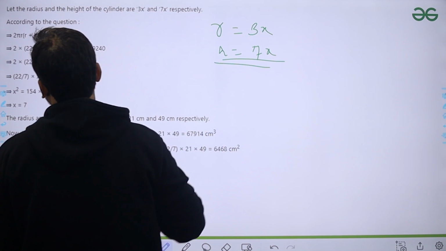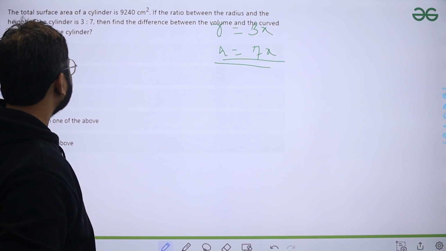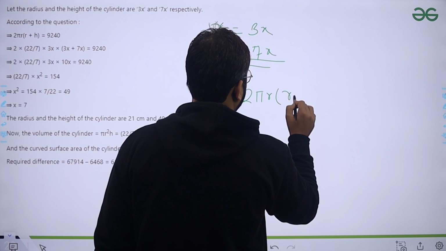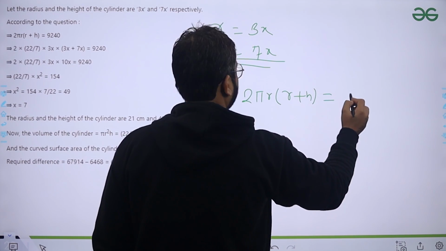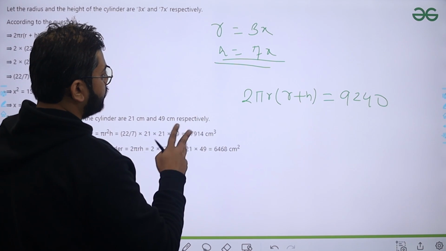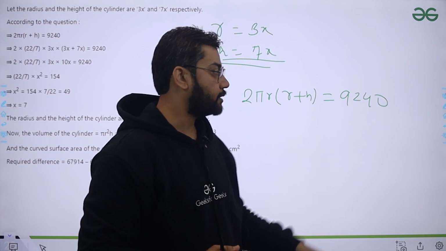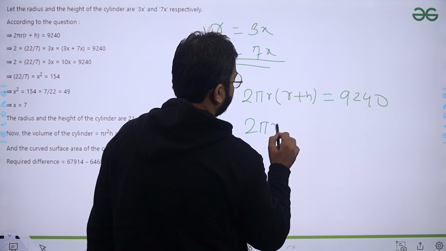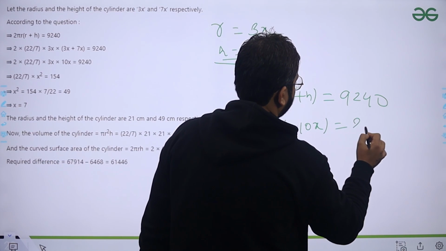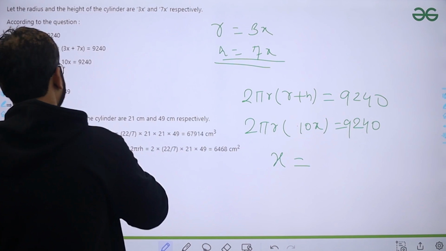Okay. Now, according to the question, what did they say first? The total surface area, okay, so total surface area is equal to 2 pi r (r plus h). This is given as 9240. Okay. Now from here, by putting the values of r and h, we can get a relation in x and find the value of x. So 2 pi r (r plus h) is equal to 3x plus 7x is equal to 10x, which is equal to 9240. Okay. From here we can find the value of x. x is coming as 7.